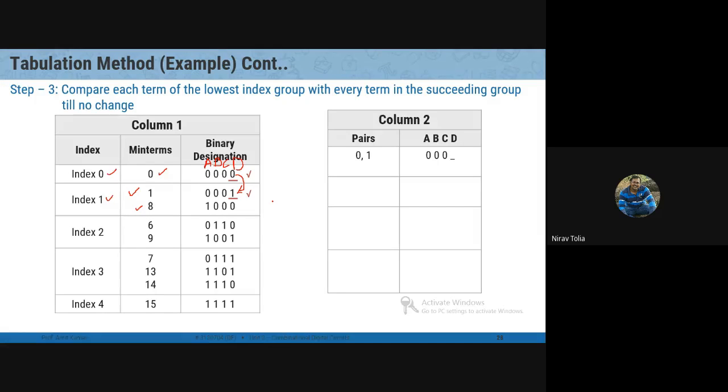So my A, B, C remain the same and their value is 0, 0, 0, and the bit which is changing, we have to put a dash there.